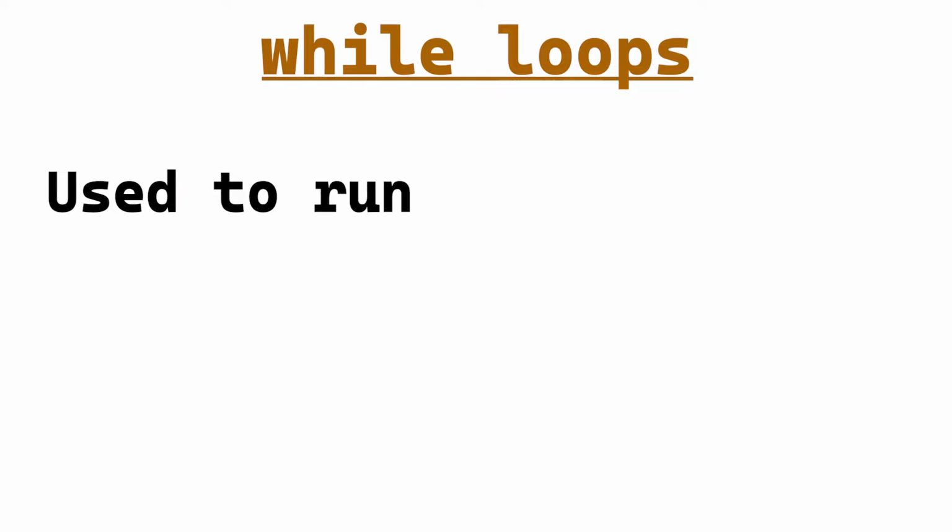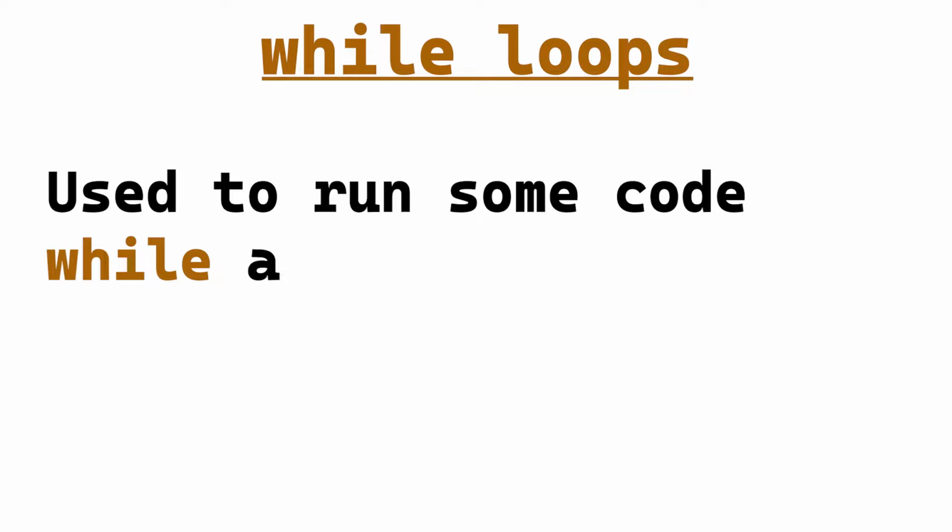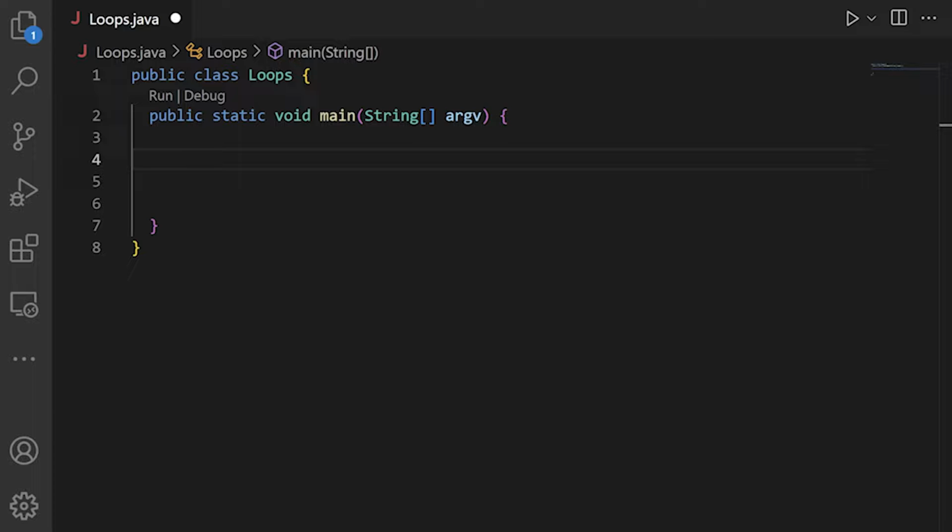While loops. While loops are used to run some code while a specific condition is true. If you want to learn more about conditions, there's a section in my video on conditional statements that goes over it in depth. Here we have an empty Java class where we're just going to experiment a bit and show you how to use loops.